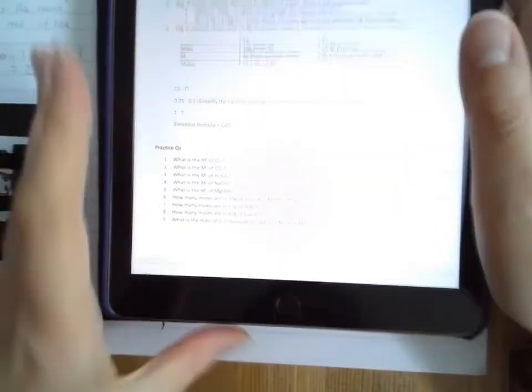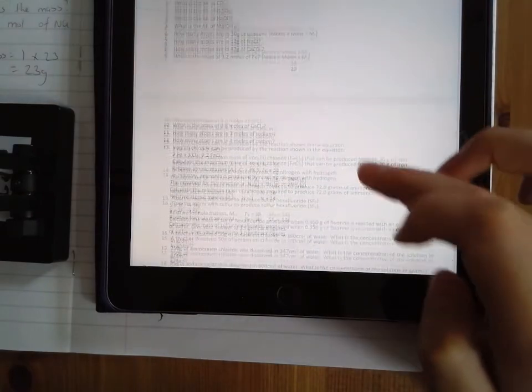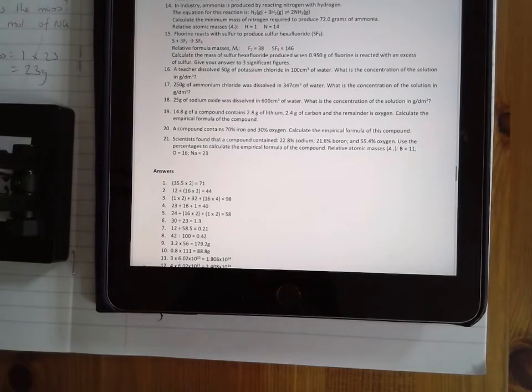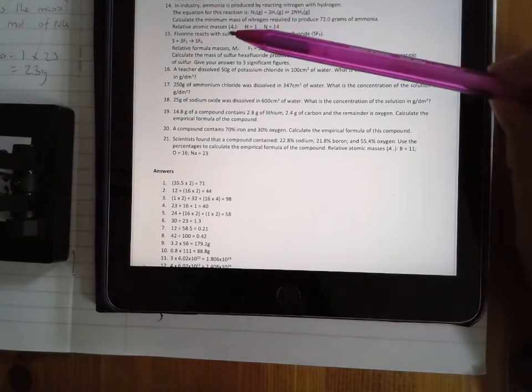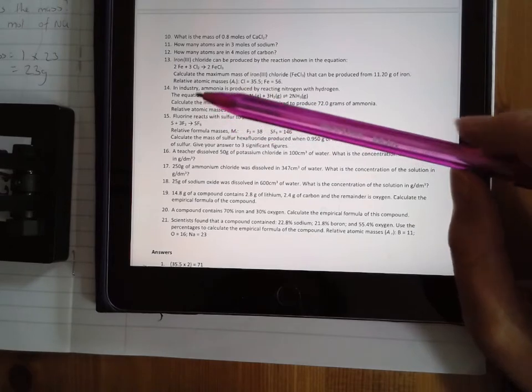Okay, so I want you to do 2 of these questions for me, or 3 of these questions I think I've prepared. So in your practice booklet, your core information booklet, on page 21, I want you to do questions 13, 14, and 15. And these aren't questions that I've made up. These are actual exam questions.